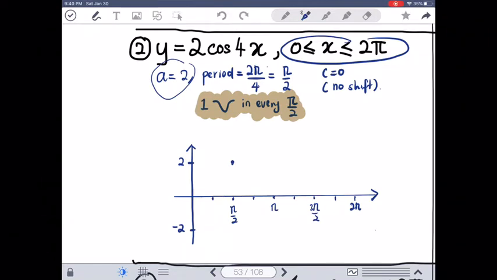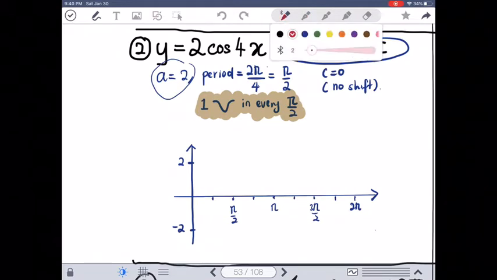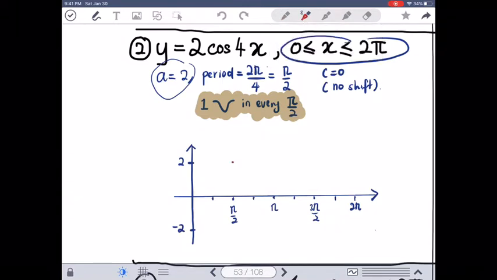Okay, let me use the red color instead. For every pi over 2, there will be one cycle. So basically like that. For the next pi over 2, and the next pi over 2, we will have one cycle for each and every pi over 2. So again, it goes something like this.